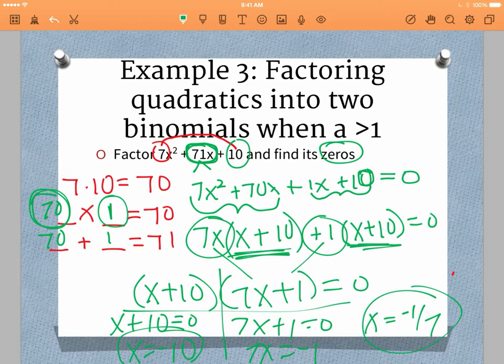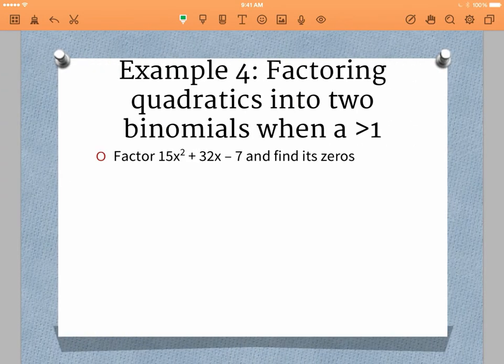Some of you may find it much easier to just do this by guess and check. So you would look and see, okay, I have a 7x and an x, and then try to figure out ways to get that answer. That's perfectly fine. A lot of you have your own ways of finding your answers from previous techniques and previous classes. Okay, let's try another example.